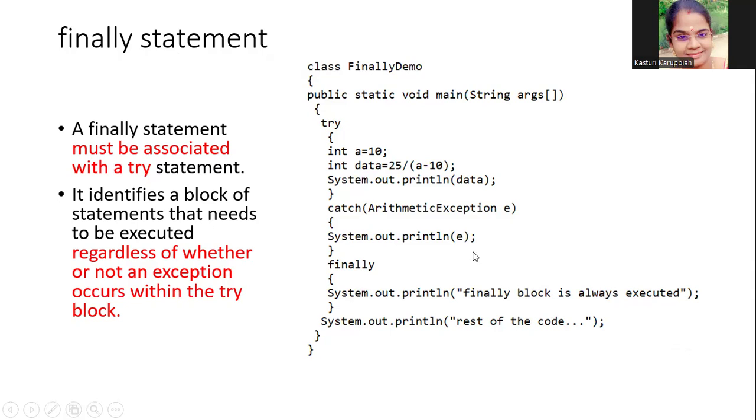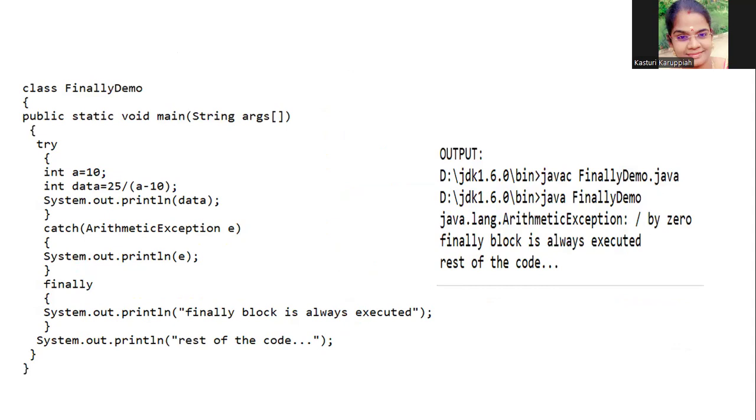Error message. Finally block is always executed. The rest of the code will be the output. Okay, yes, let us see the output here. I'm compiling the code. No error, so I'm executing. No, compilation will not get an error. Runtime error only is an exception handling.